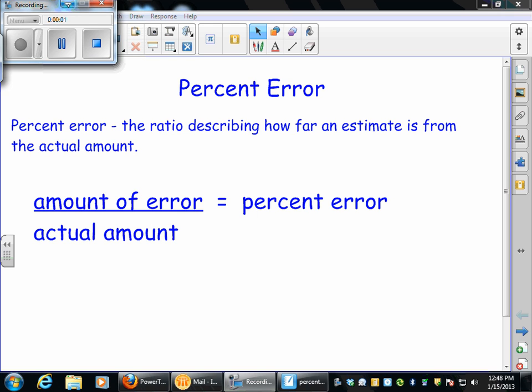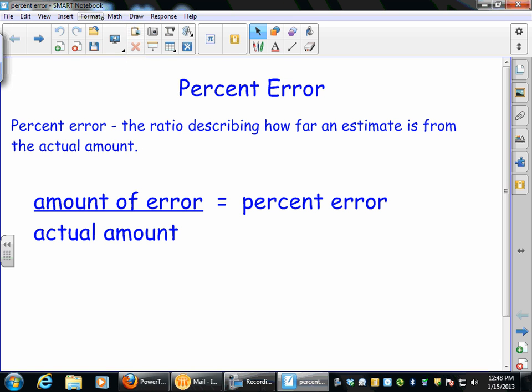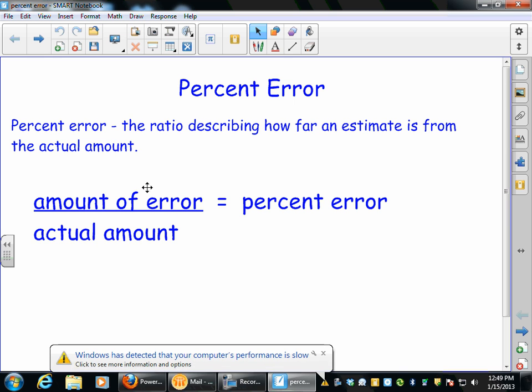All right, this is the last lesson in percents. It's on percent error. So percent error is when I make an estimate, finding how far off I am. It's the ratio describing how far an estimate is from the actual amount. And there's a pretty easy way to do this. You take the amount of error, you take the actual amount, and if you divide those, you get the percent error. It's very similar to percent of change.